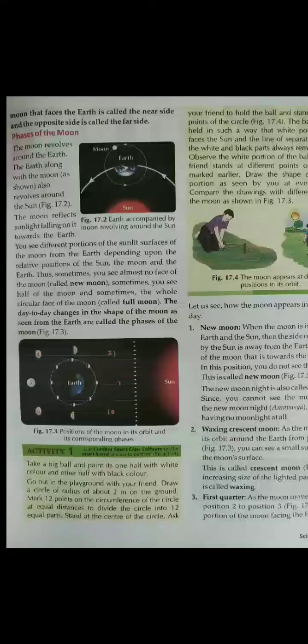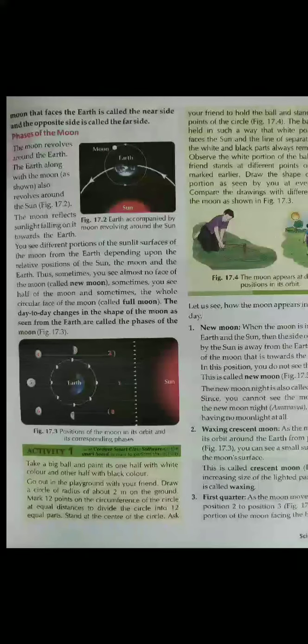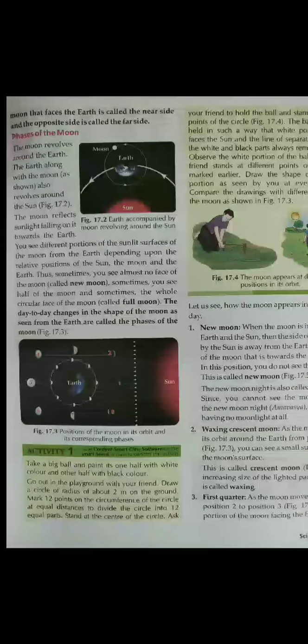The moon revolves around the earth. The earth along with the moon, as shown in figure 17.2, also revolves around the sun. The moon reflects sunlight falling on it towards the earth. In figure 17.2, you can see earth accompanied by the moon revolving around the sun. You see different portions of the sunlit surfaces of the moon from the earth depending upon the relative positions of the sun, the moon and the earth.